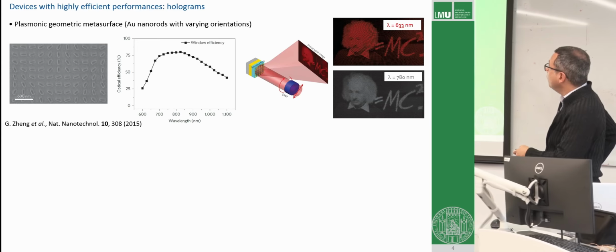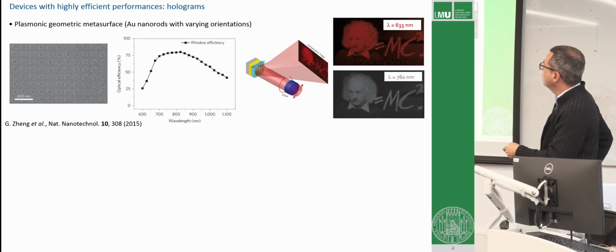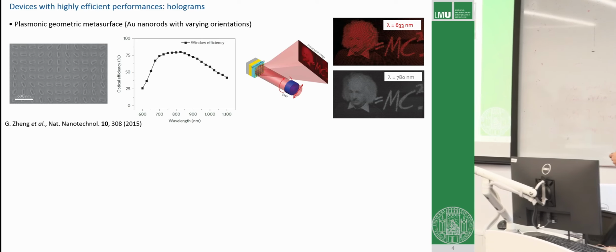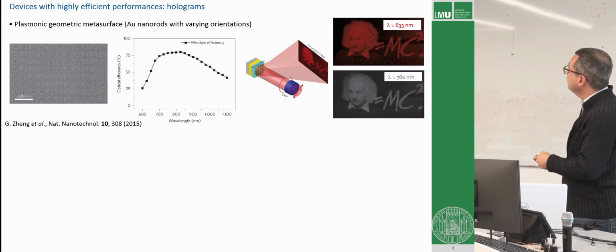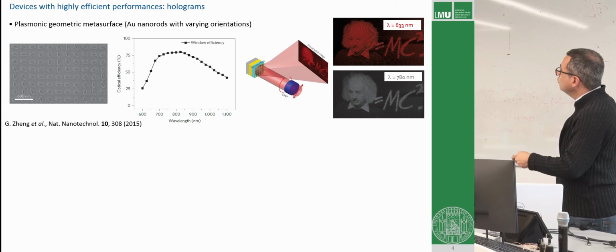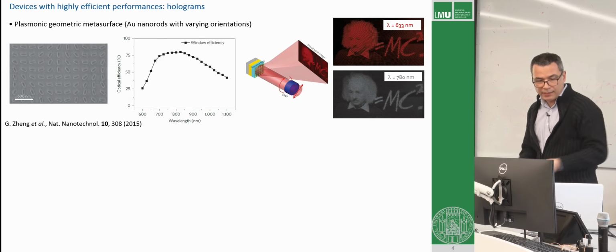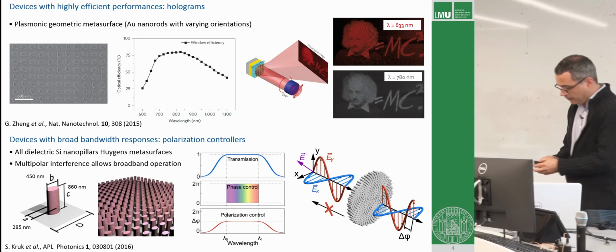And in a broadband way also. So you see that you have a high efficiency over 200 nanometers or so. And here we see two holograms produced by this metasurface, so this reflection hologram. And we see here that the quality at 633 nanometers is not as good as 780 nanometers, but you can also produce holograms with broadband characteristics using a metasurface, a plasmonic metasurface.